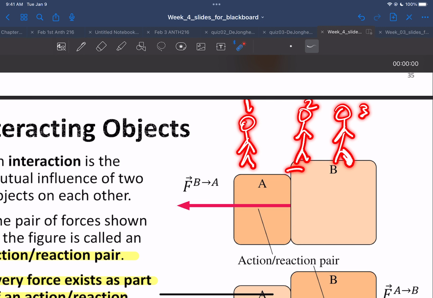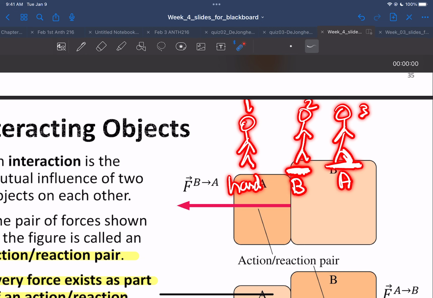Number 1 might push number 2. What does number 2 feel? Let's think about this as the hand. This is block B and this is block A. Person number 2 feels the fact that person number 1 pushed them. Person B, or person 2 right here, fell over. When they fall over, they also unintentionally push A.